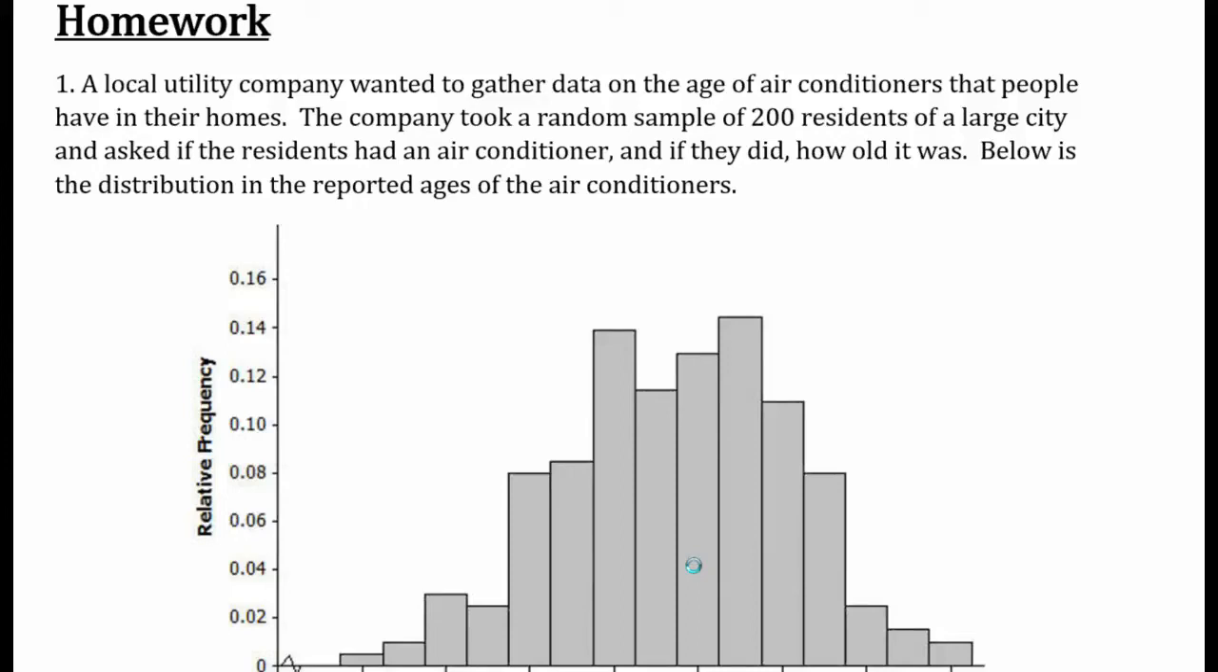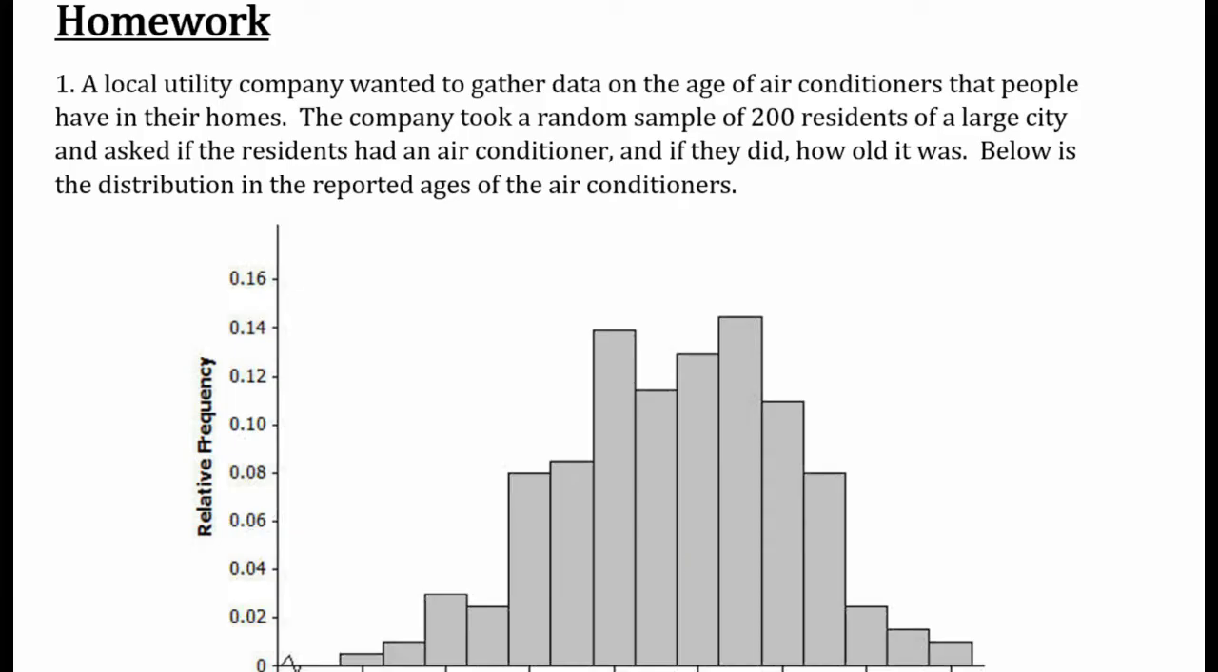Number 1, a local utility company wanted to gather data on the age of air conditioners that people have in their homes. The company took a random sample of 200 residents in a large city and asked if the residents had an air conditioner, and if they did, how old it was. Below is the distribution in the reported ages of the air conditioners.